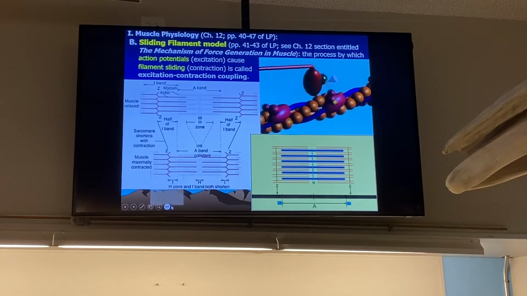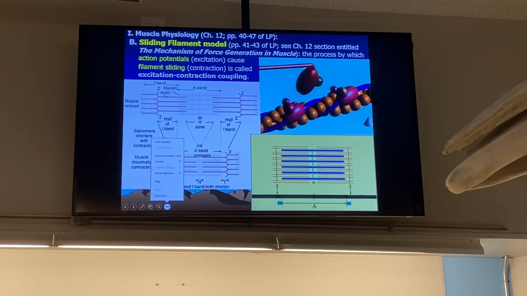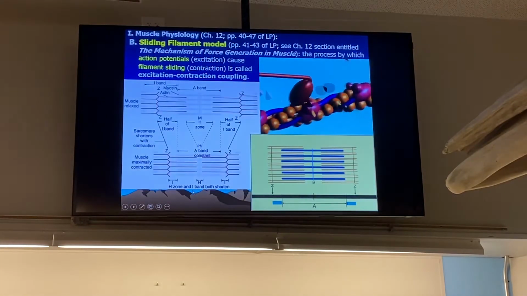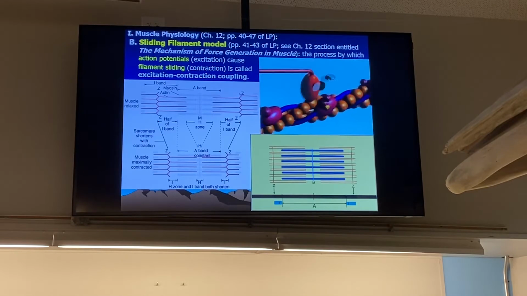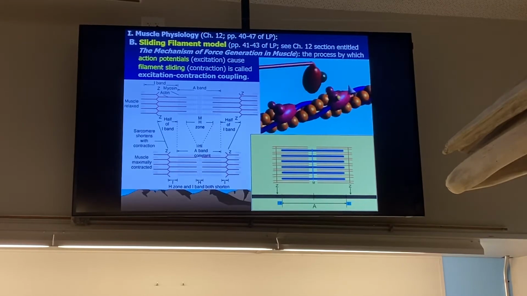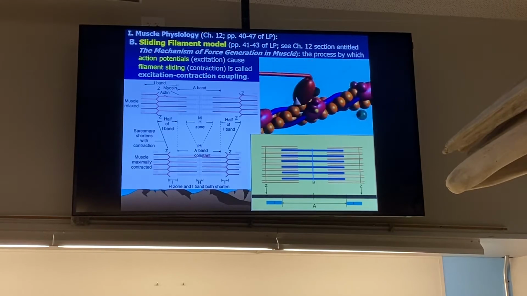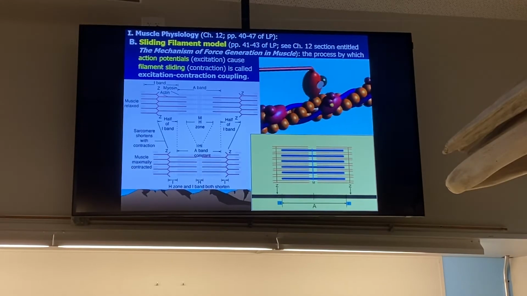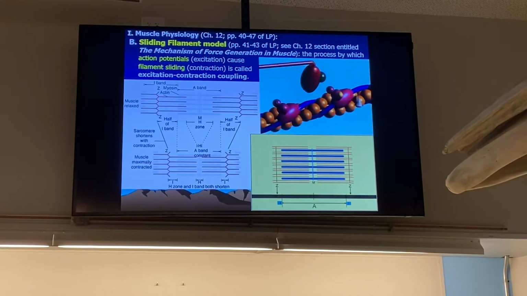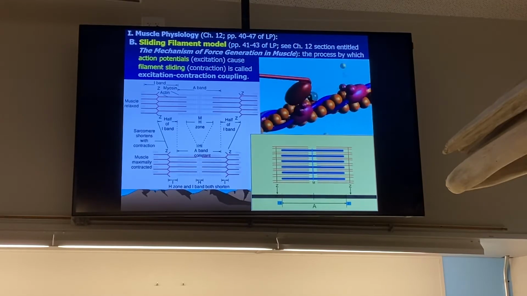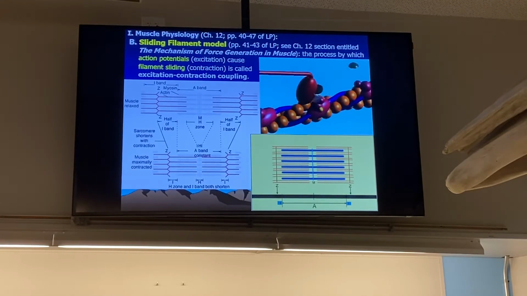You can see this on this animation on the bottom right. A band stays the same, I band and H zone disappear. This is why I say you only see that H zone when the muscle is relaxed or stretched. If it's fully contracted, it's gone. Any questions?